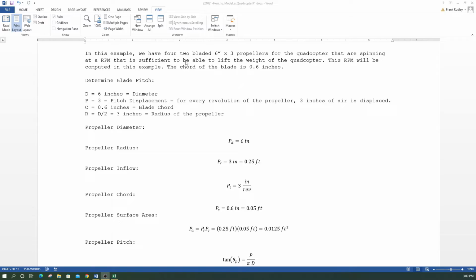So we have 4 two-bladed propellers. We could have 3-bladed; that would be a variation, say, if we're doing a parametric analysis. So we're going to go through this example, and go through what it looks like for this particular propeller.